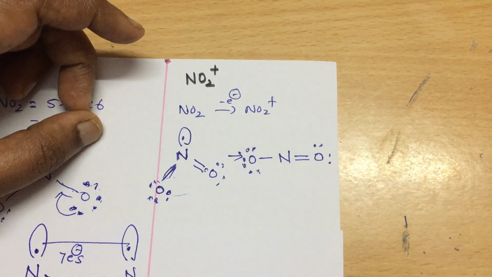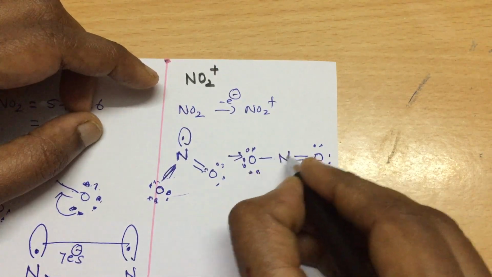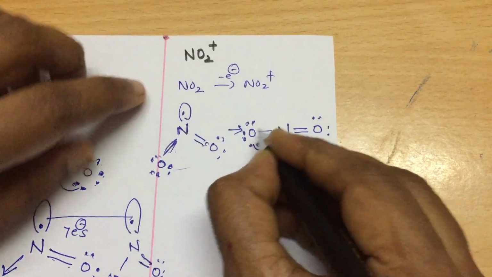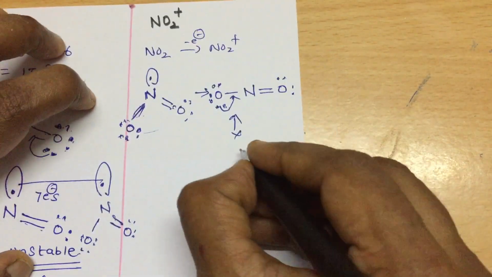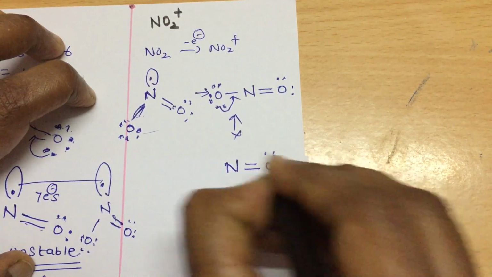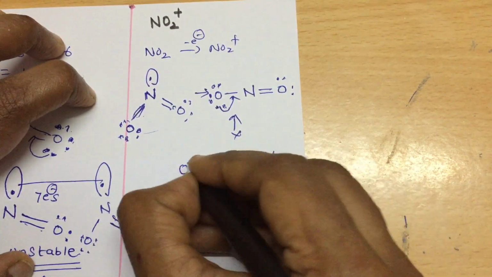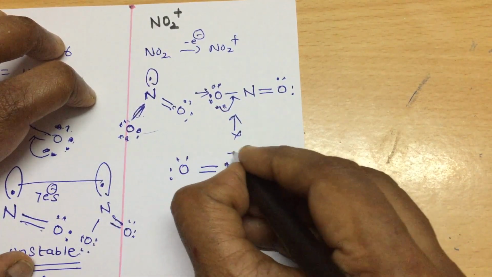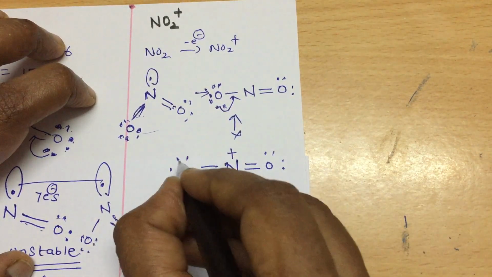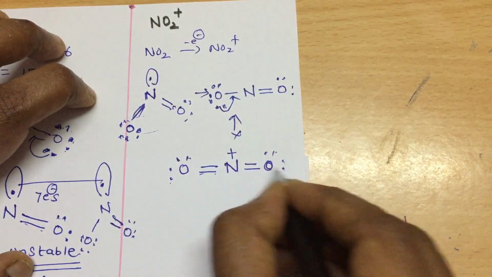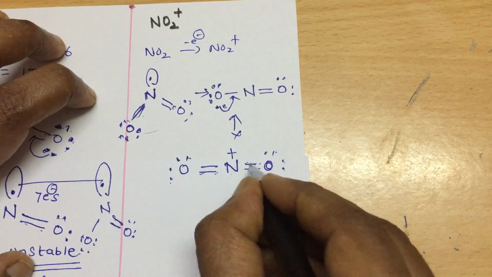This is the species. Now the octet is not finished, so I'm moving these electrons to the bond to form a bond. So this is nitrogen, double bond to O, with 2 electrons. The plus charge will be on nitrogen. Now check for the octet: 1 2 3 4 5 6 7 8 for this oxygen, 1 2 3 4 5 6 7 8 for nitrogen, 1 2 3 4 5 6 7 8.